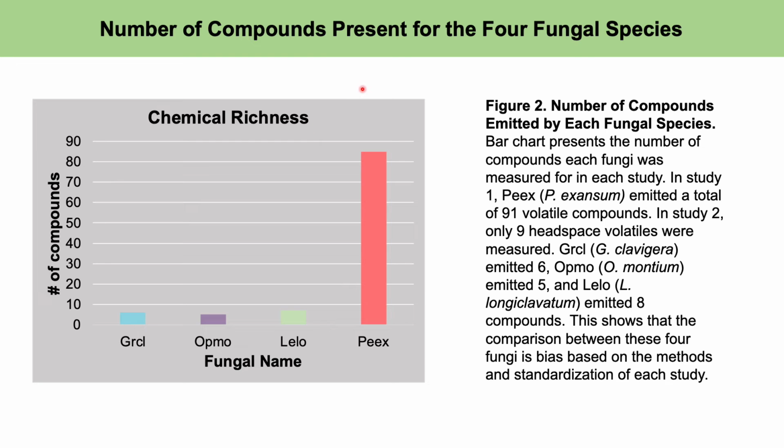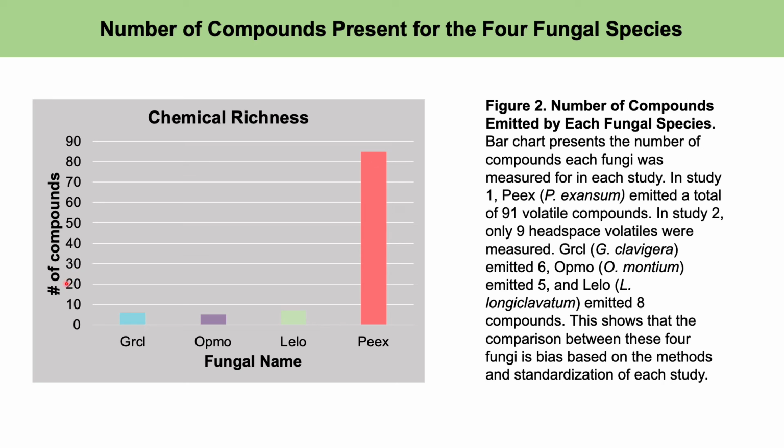So I also counted the compounds that each of the four fungal species emitted, and as you can see, P. expansum had the largest with 91 volatiles measured, which is from paper 1, and then the other three from study 2 were only measured for 9 headspace volatiles, and so G. clavigera emitted 6, L. montium emitted 5, L. longiclavatum emitted 8.